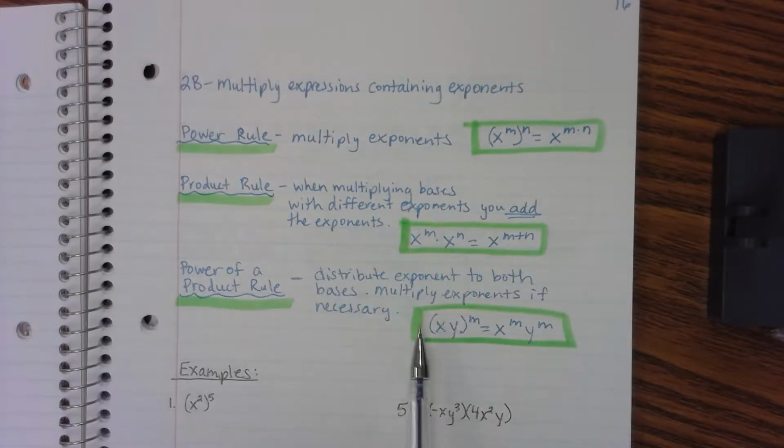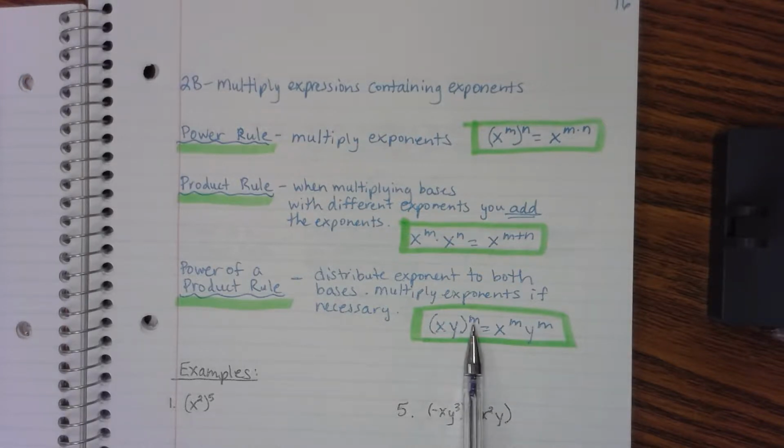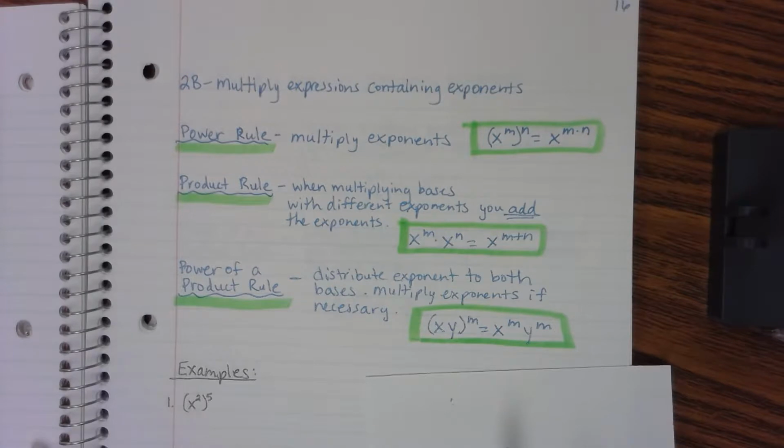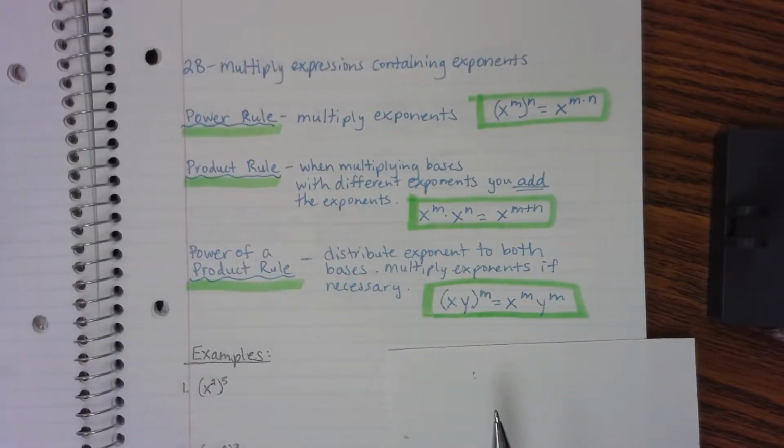And then our last rule was the power of a product, which is where you have two bases that are different, you're multiplying them together with one exponent on the outside, and so it's like the distributive property, where each base gets the single exponent. All right, so let's take a look at a few examples here.